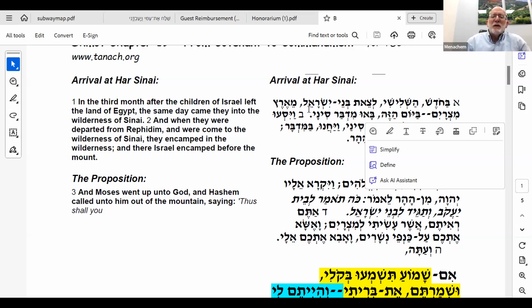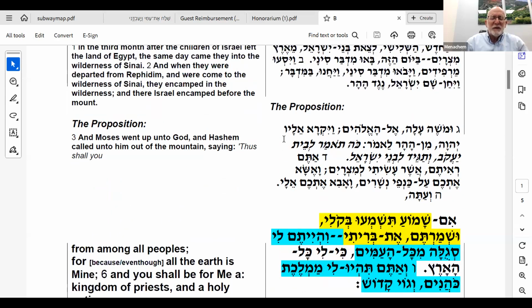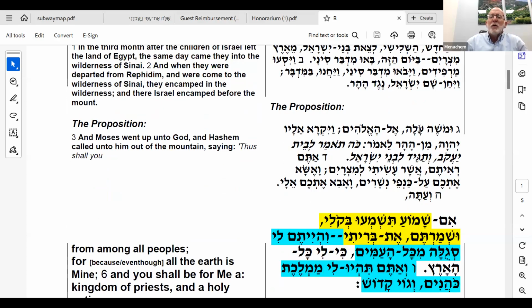Now, then we go to this background: vayis'u mi'Sukkot, vayis'u mi'Refidim, vayavo'u Midbar Sinai, vayachanu baMidbar, vayichan sham Yisrael neged hahar. The travel from Refidim to Har Sinai we'll talk about next week, because that relates to the story of Amalek. Okay, the first two psukim are background. What I did here on the page is I've simply formatted the whole topic so it's easy to follow afterwards in review. Okay. Now, Moshe alah el haElohim, Moshe goes up to God.